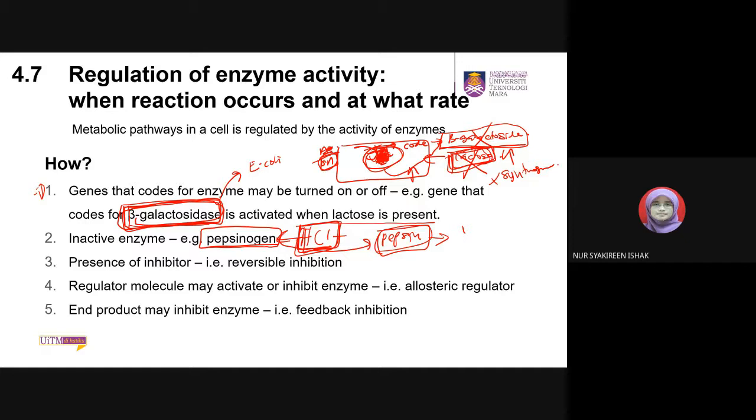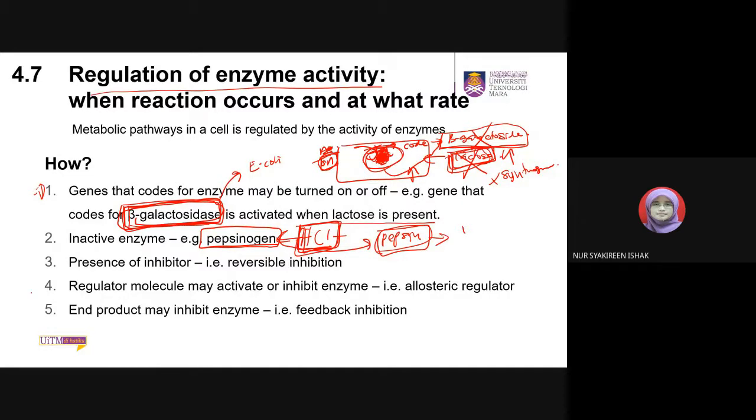Okay. So the third one, presence of inhibitors, such as reversible inhibition. Macam tadi lah kita tengok kan. So the presence of inhibitor will inhibit or slow down the rate of reaction catalyzed by the enzyme. Okay, so the presence of inhibitor will slow down or stop the reaction. So that will also regulate the enzyme activity.